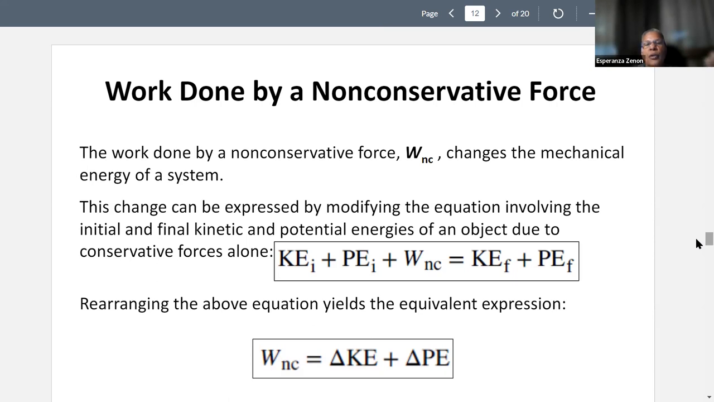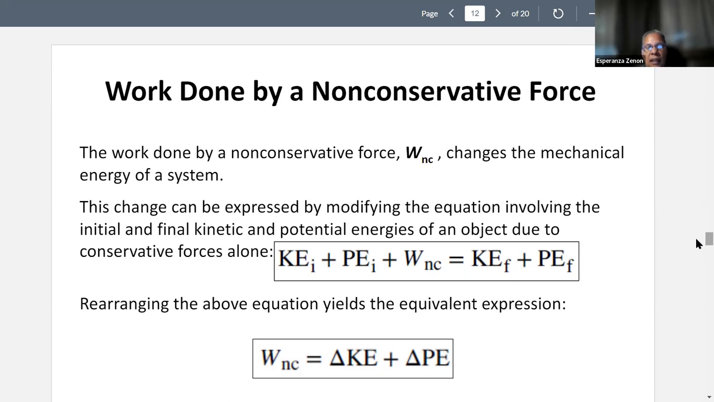But you can indirectly measure it, okay? And the way you indirectly measure it is in that last box. It shows you that if you look at how the kinetic energy changes plus how the potential energy changes, you can determine the work done by your non-conservative forces. That's W_NC, the work done by non-conservative forces, okay?